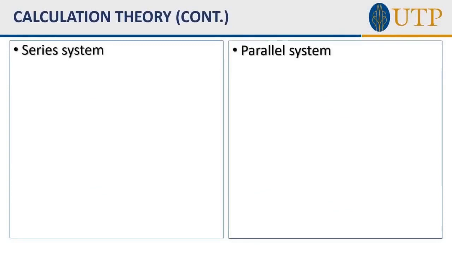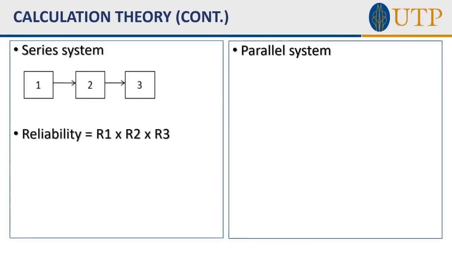The system can be made up of two types, which are series system and parallel system. This is the figure of a series system. Based on the figure above, the reliability can be obtained by multiplying R1 times R2 times R3, while the availability can be calculated as A1 times A2 times A3.